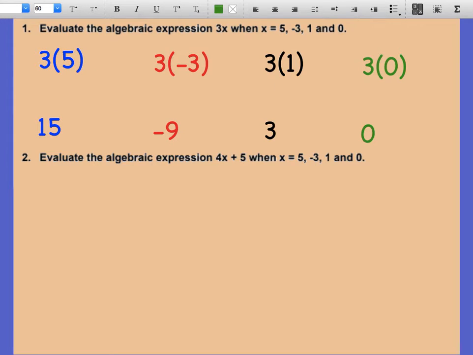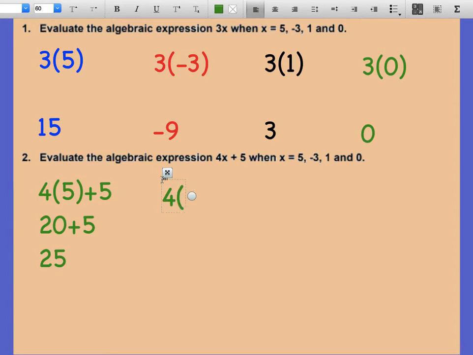All right, number 2, same idea. Now we have 4x plus 5 when x equals 5, negative 3, 1, and 0. So same substitutions, but we're using it with a different expression. 4 times 5 is 20. 20 plus 5, we get 25.